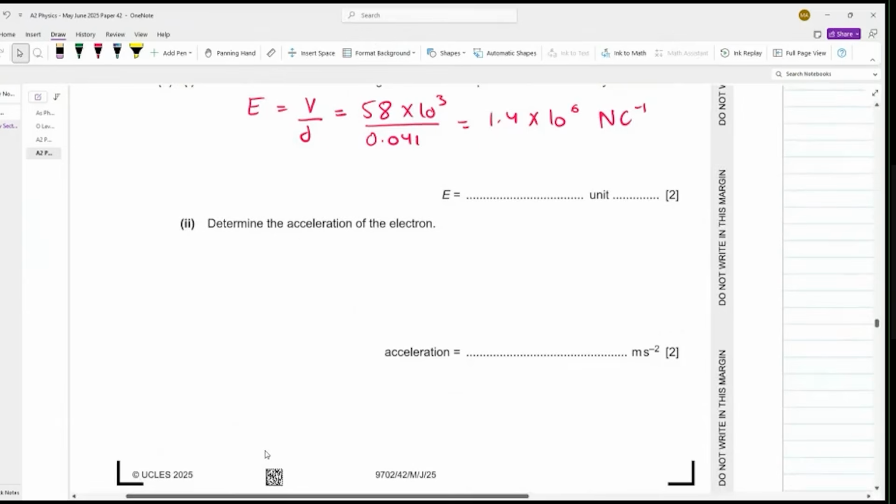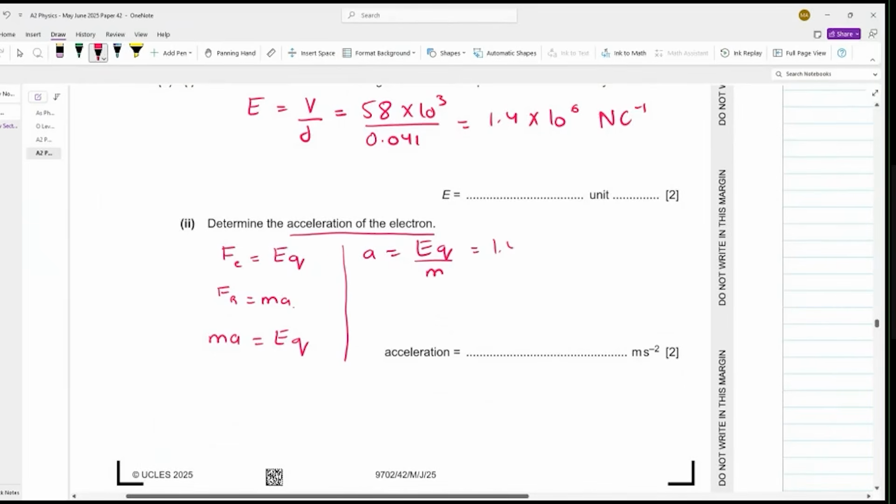Now you have to calculate the acceleration of the electron. How will you do that? What is the formula of electric force? Electric field strength into the charge. What is the formula of resultant force? Mass into acceleration. Equate both of them. Mass into acceleration is equal to electric field strength into charge. Acceleration is equal to electric field strength into charge divided by the mass.